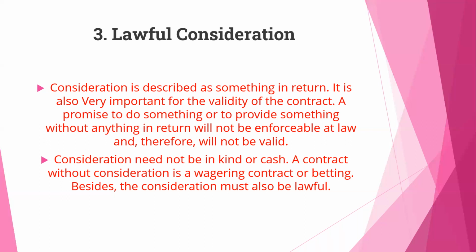For example, Mr. Arun promised to install a home air conditioning unit for Mr. Raja, and Mr. Raja promises to pay rupees 5,000 to Mr. Arun for the job. Here, receiving 5,000 is the consideration for Mr. Arun, and receiving air conditioning service is the consideration for Mr. Raja. Both give something and get something.